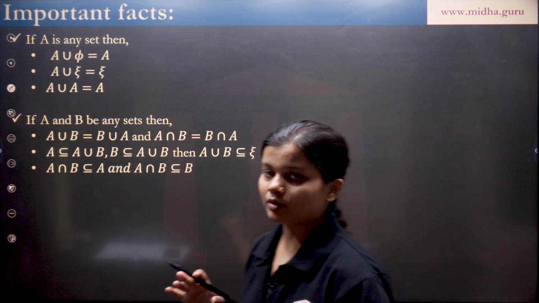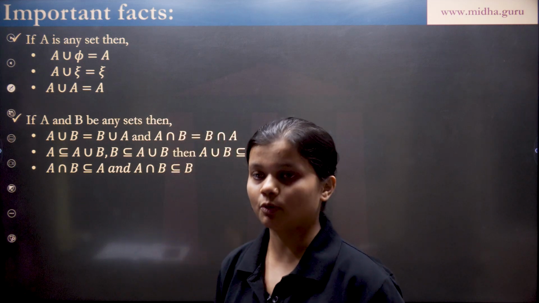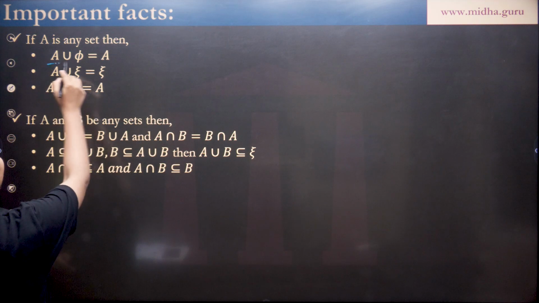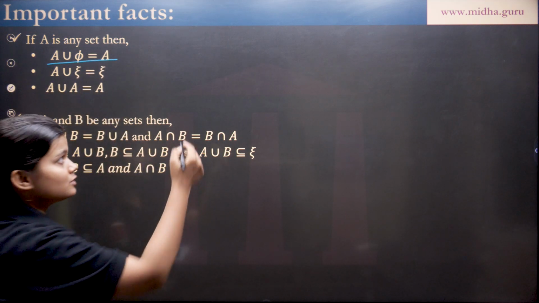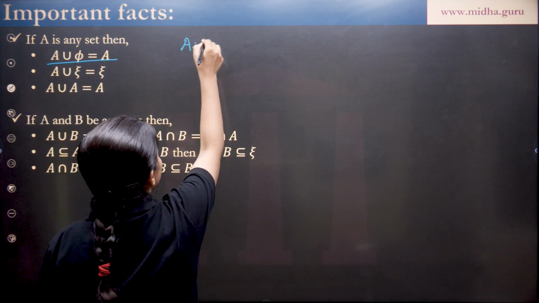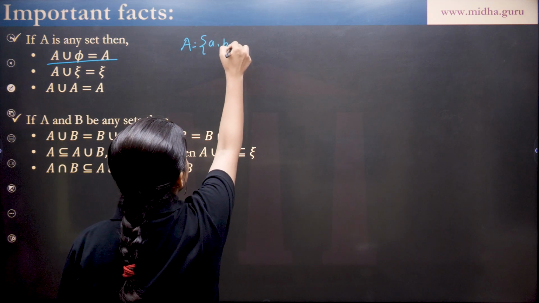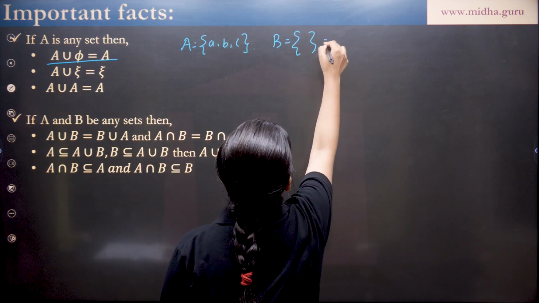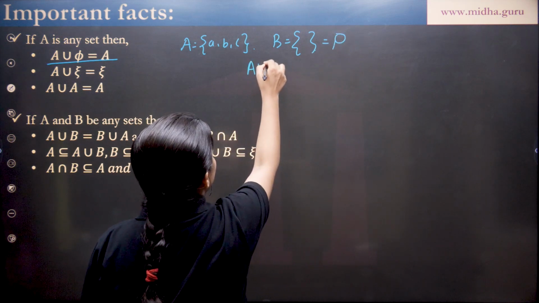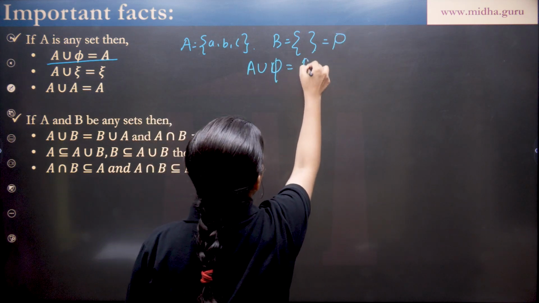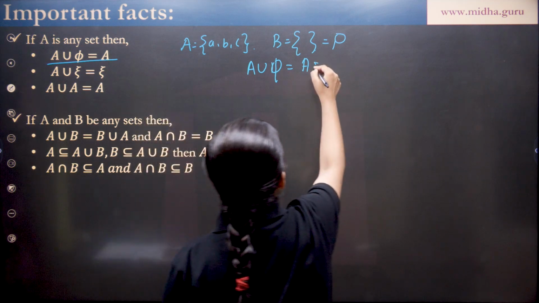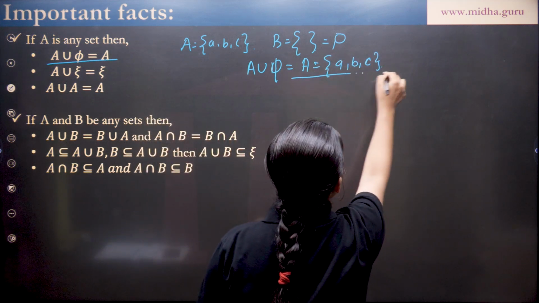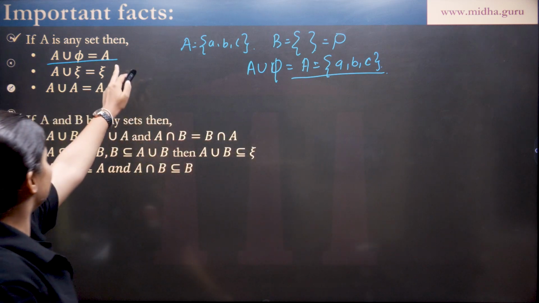Next, we have to remember some important points regarding union and intersection of the sets. First is A union phi. Phi is the empty set. So if set A is A, B and C, and set B is empty, which is phi, then A union phi is set A, which is A, B and C. So A union phi is just set A.